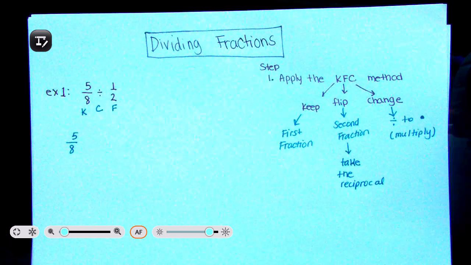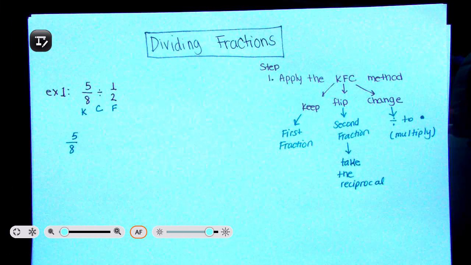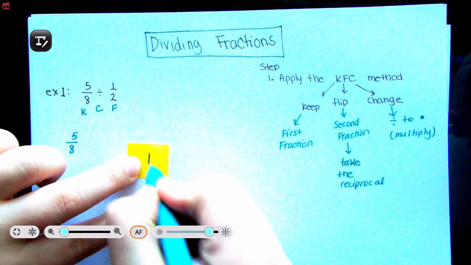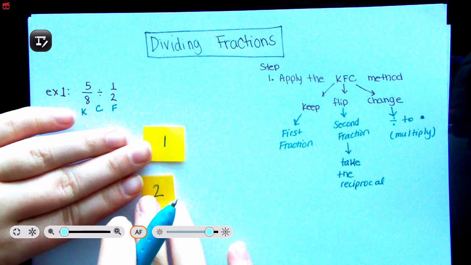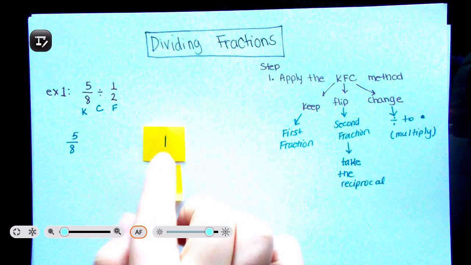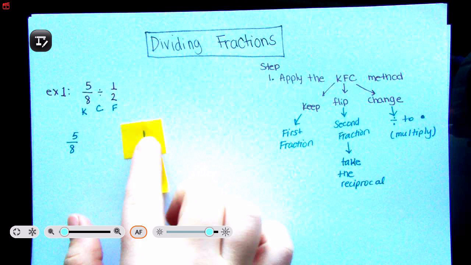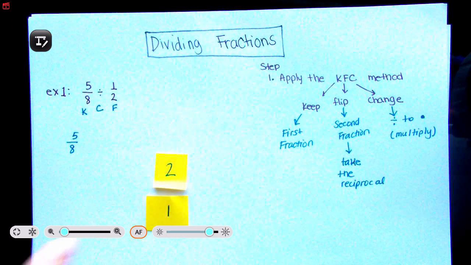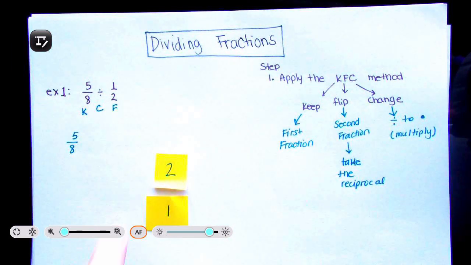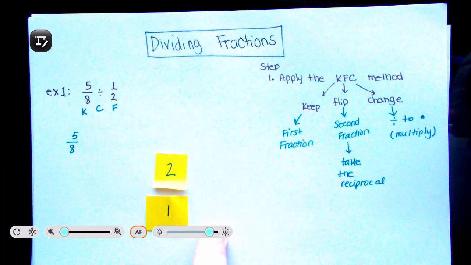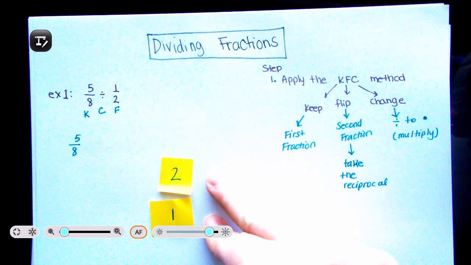Our original fraction, let me get a little sticky note here. Our original fraction is 1/2. So whenever you take the reciprocal, that means I'm going to flip the fraction. I'm going to take the number that's on top, put it on the bottom, and take the number that was on the bottom and put it on top. So now I do not have 1/2, but I have 2/1. I used to have 1/2, now I have 2/1. So I took the reciprocal.